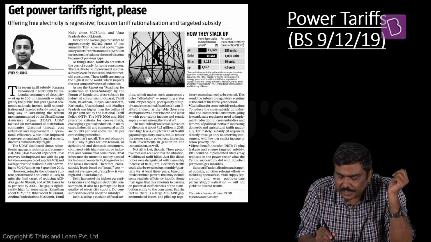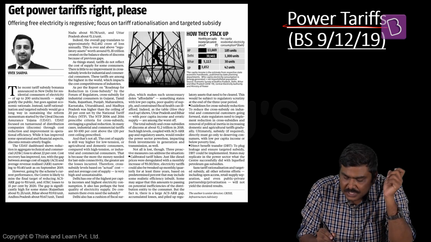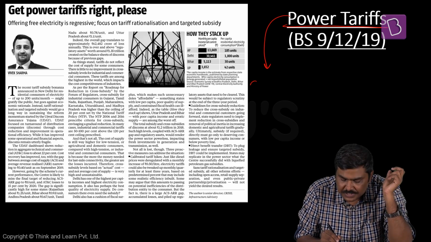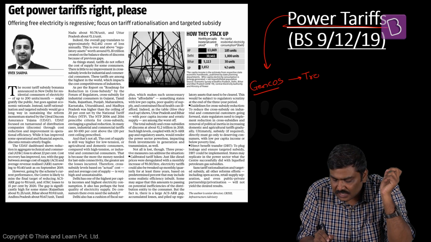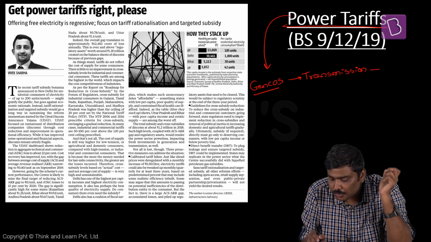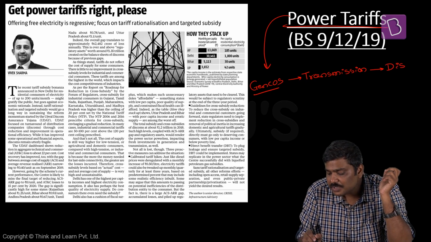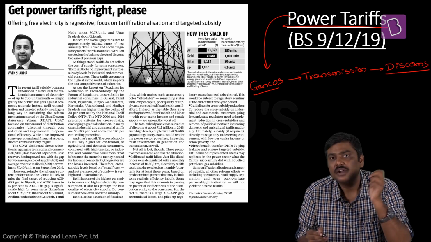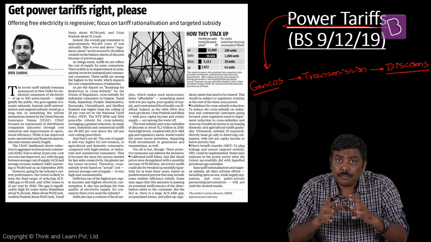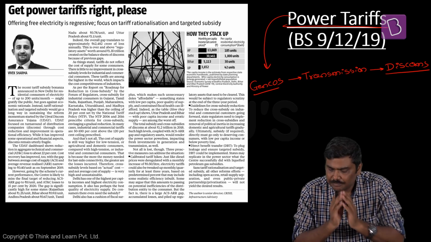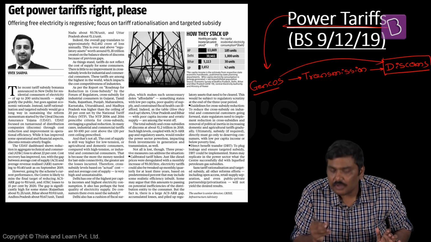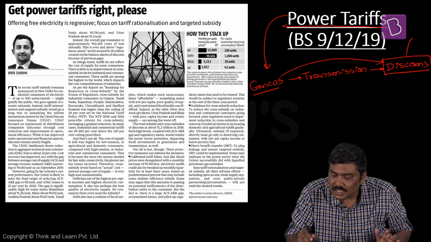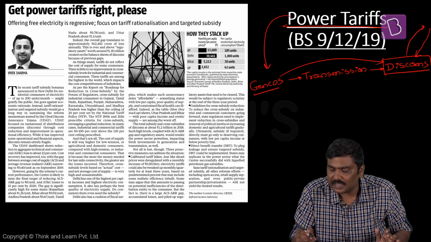The next article is related to power tariffs. The supply chain in the power sector will be, first, there will be generation companies. Then this electricity will be transmitted by transmission companies and finally distributed to the consumers by distribution companies, which are famously referred to as DISCOMs. The problem in the power sector is, follow this, the distribution companies will purchase electricity from the generation companies and sell it to the consumers and collect the tariffs.